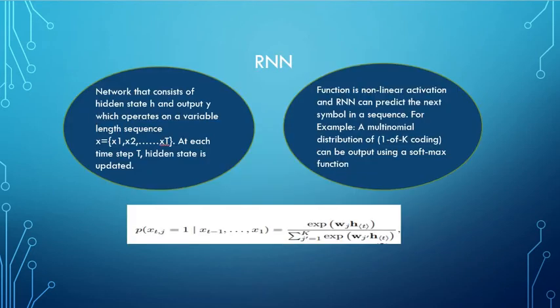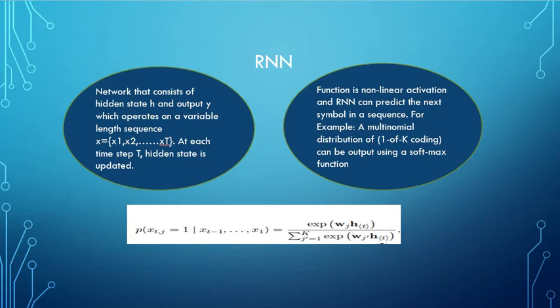An RNN consists of a hidden state h and an output y, which operates on a variable-length sequence X equal to x1, x2 to xT. Here T is the time step, and at each time step t, the hidden state is updated. Which function is being used? The function is a non-linear activation function. It can predict the next symbol in a sequence. For example, a multinomial distribution of 1-of-K coding can be output using a softmax function.